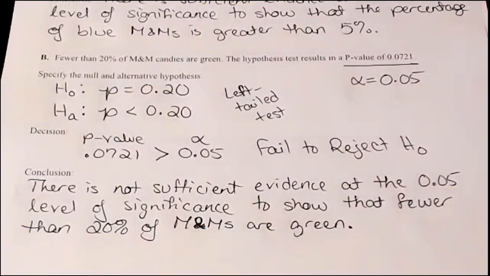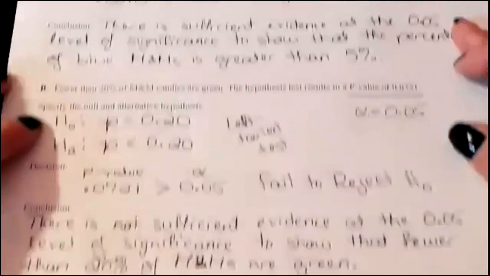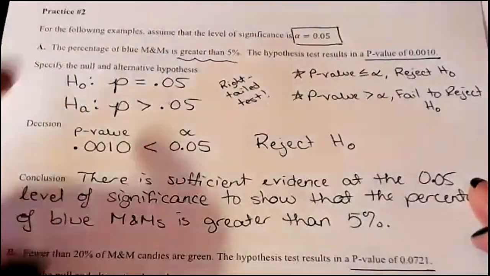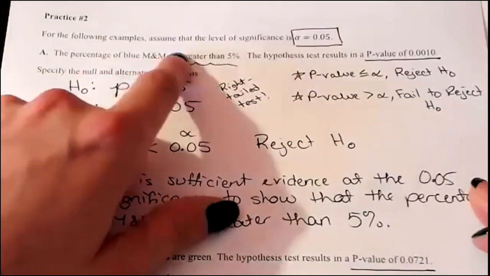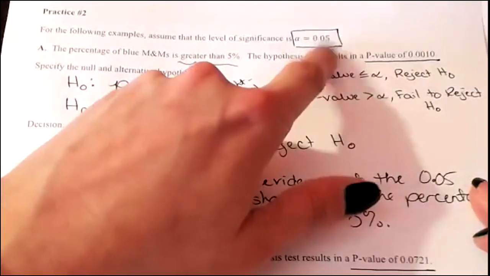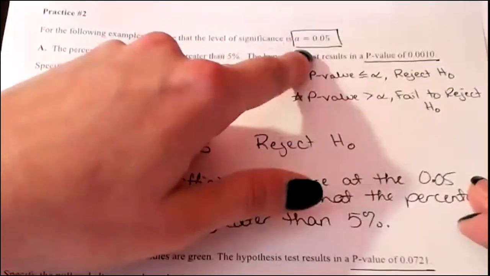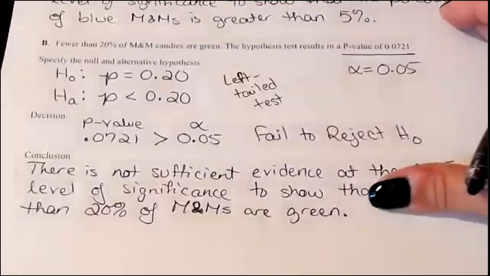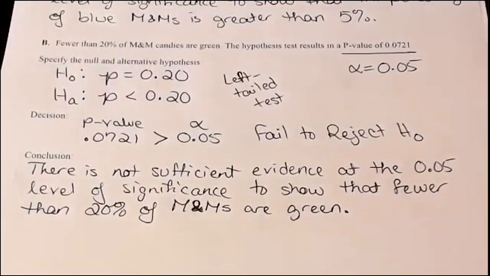Cool. That's it. I got a question. Yeah, go for it. Where do you get the 0.05 from for the second one? Good question. That is actually at the top. So notice here it says for the following examples, assume that the significance is 0.05. So I use the alpha 0.05 for both of these. Right. Beautiful. Thank you. You're welcome.